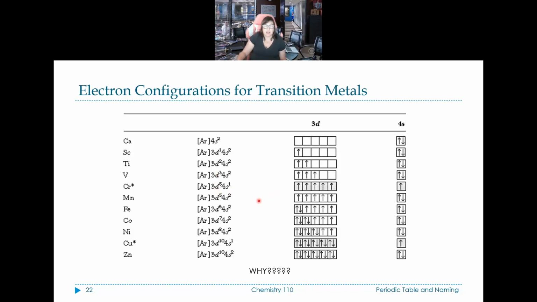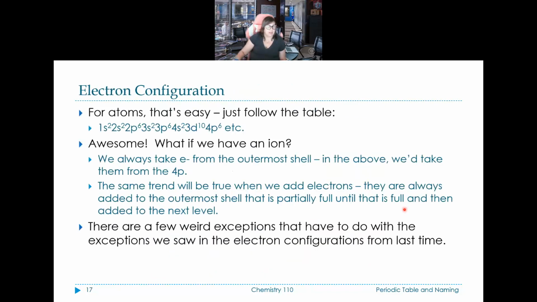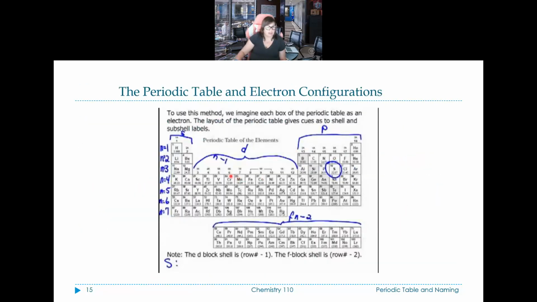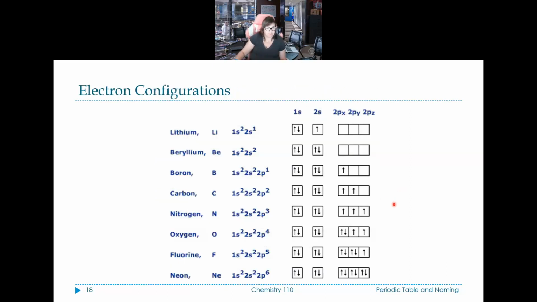Why does that happen? Because what happens when I get to that point, if I had this still full, I'd have a completely full 4s and a partially full 3d. It turns out that it's energetically favorable to have a half full 3D and a half full 4s, rather than having 4 electrons in the 3D and 2 in the 4s. So that's why we have this weird thing that happens right here. Now on the periodic table, those weird things are going to happen in specific places. So this group right here, that's going to be weird. Those are going to be exceptions to those rules. All right.